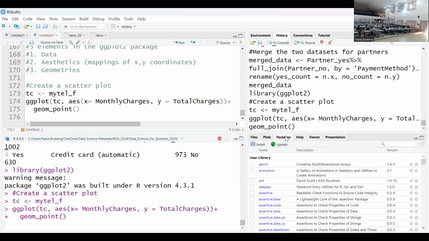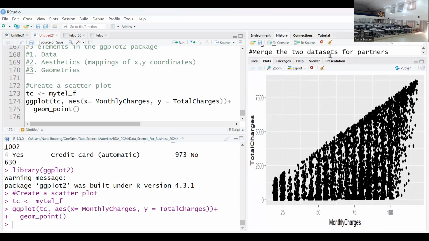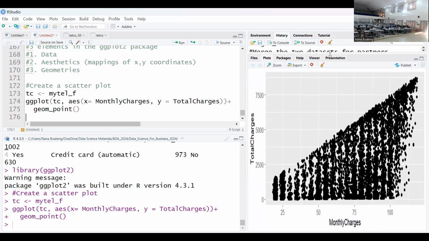You see that in the quadrant on the bottom right, if you want to see the plot, just click on the plots tab like this. You see the plots here. Let's enlarge it. So you can see the plot between the monthly charges and the total charges. You see that as one increases, the other also increases. It looks a bit cluttered.